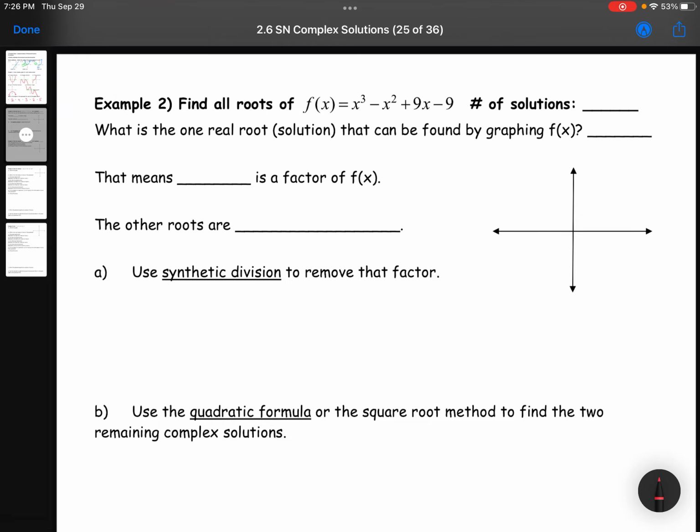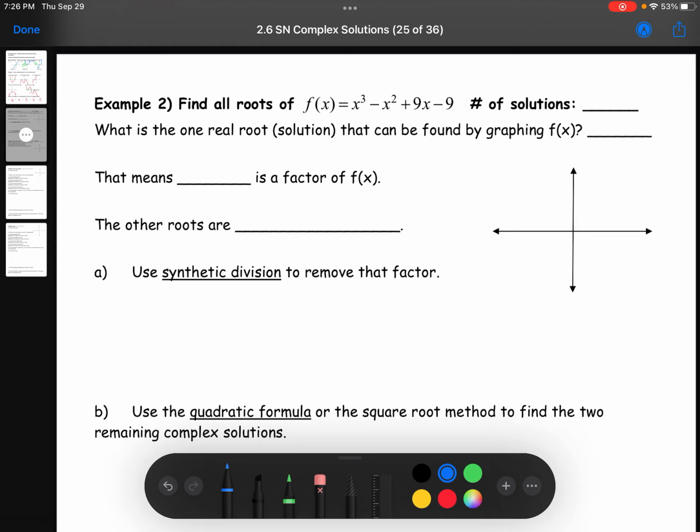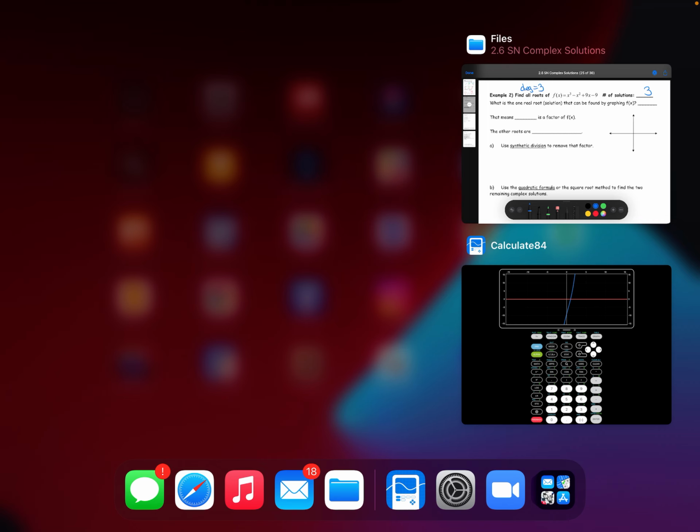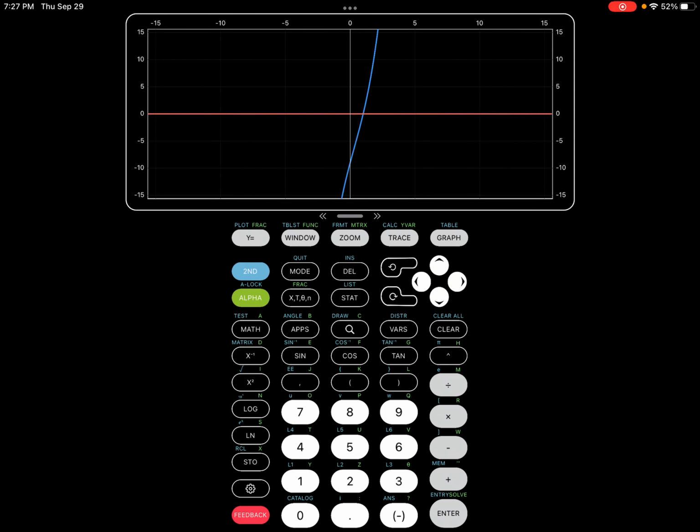Now, let's take a look at example 2. We have this polynomial: f of x equals x to the third minus x squared plus 9x minus 9. It is a degree of 3, so we are expecting 3 solutions. Now, we want the real root that can be found by graphing this. So, going to the calculator, I already have this in.